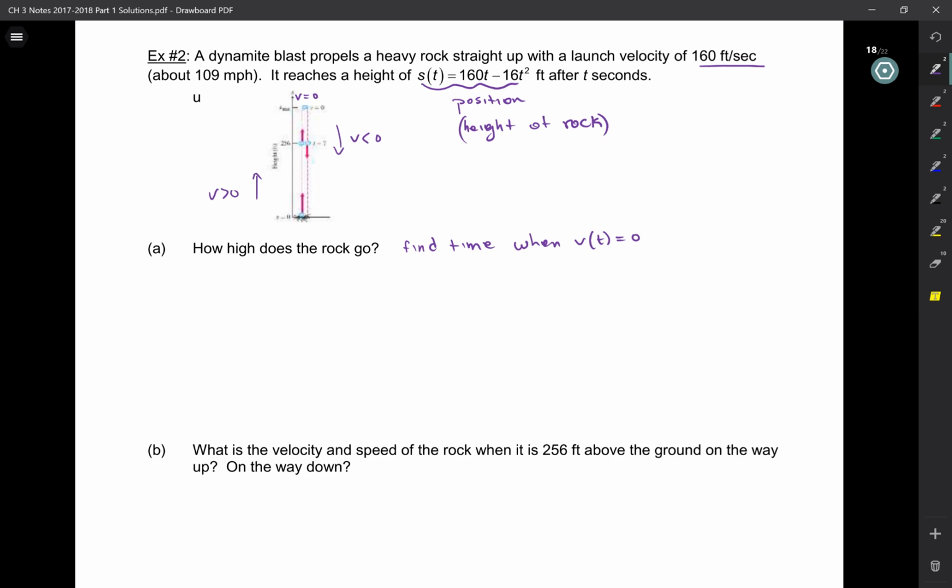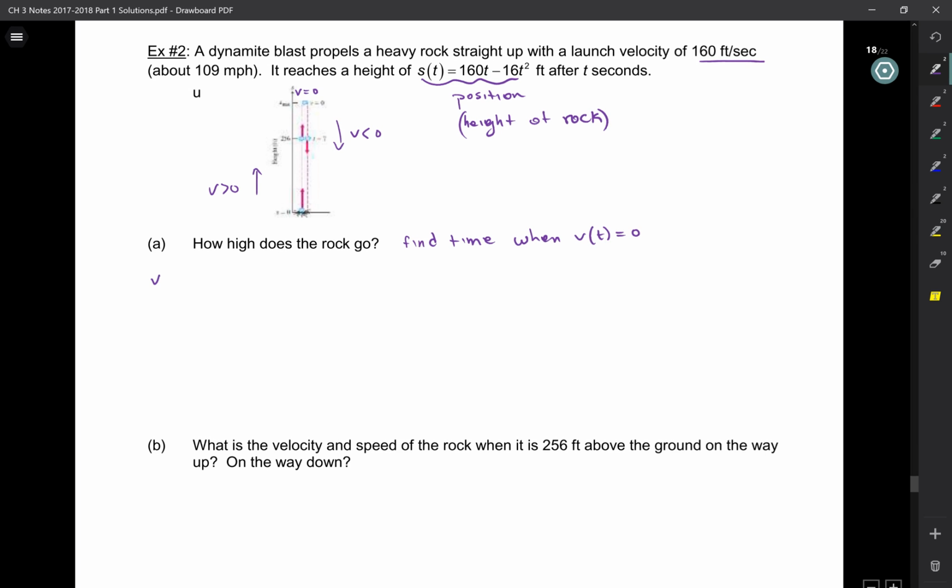Do I have v of t? No, I don't. What do I have? You have the thing. I have s of t. Well, what is v of t when I have s of t? It's s prime of t. Whoa. Okay? When you have the position, you just take a derivative and you find velocity.